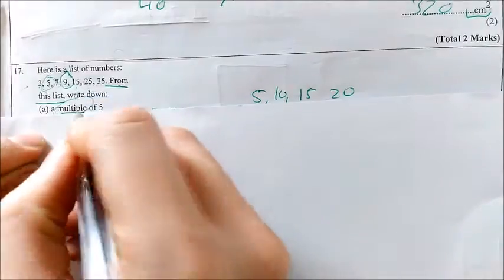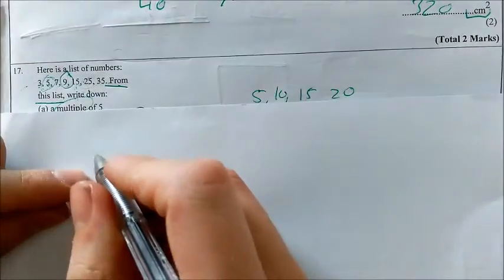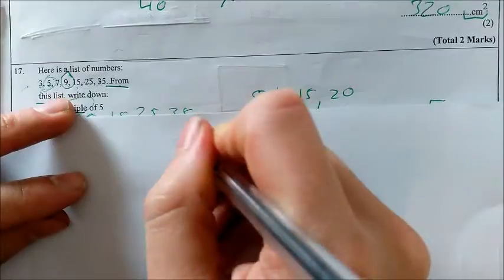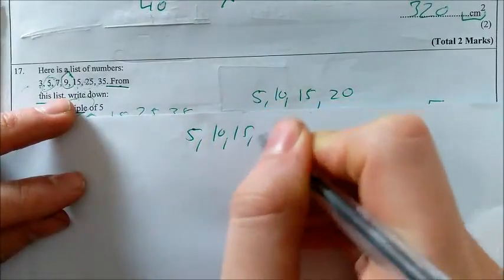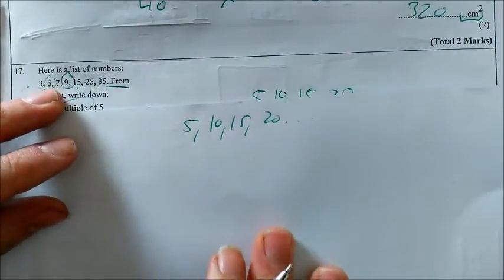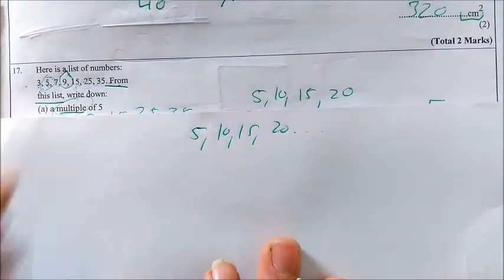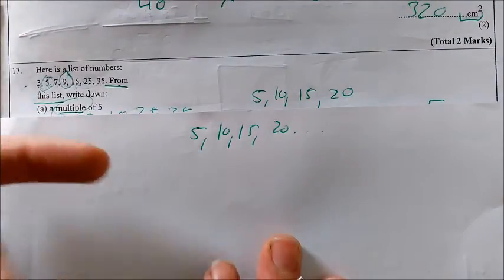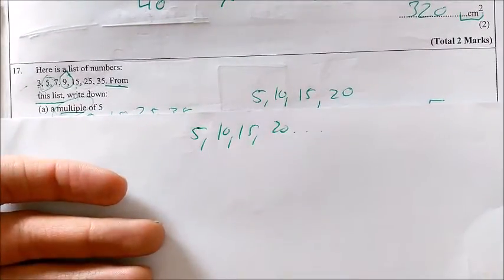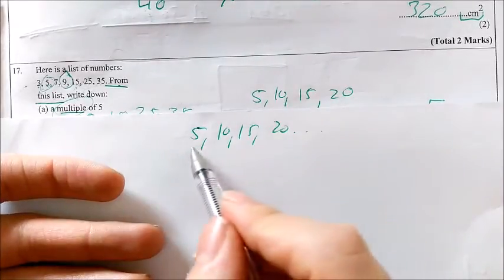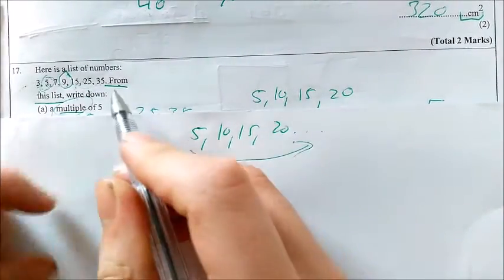5. A multiple of 5. Multiple just means the multiplication table, so the 5 times tables: 5, 10, 15, 20. If you can't remember the difference between multiples and factors, I always use my multiplication tables to remind me that multiple means a number that goes into the times tables.